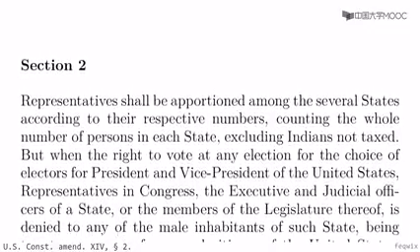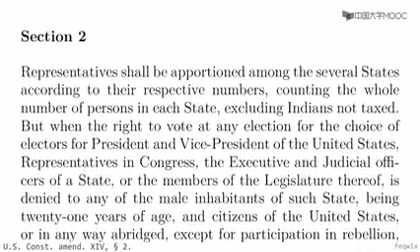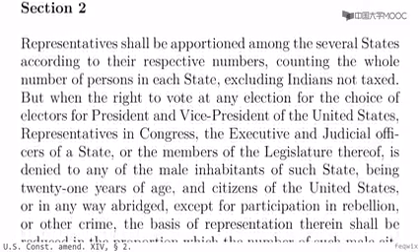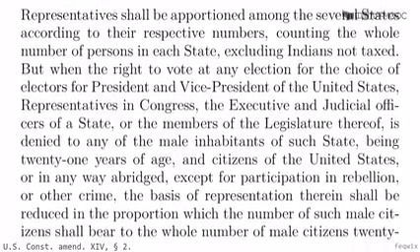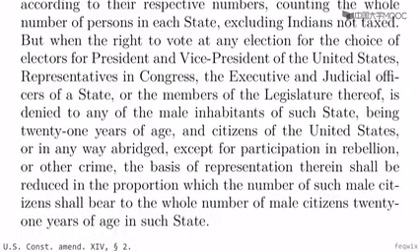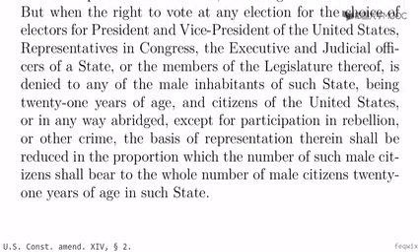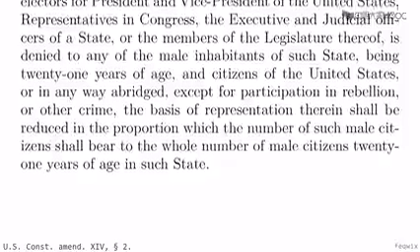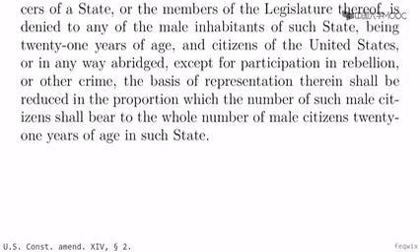Section 2. Representatives shall be apportioned among the several states according to their respective numbers, counting the whole number of persons in each state, excluding Indians not taxed. But when the right to vote at any election for the choice of electors for President and Vice President of the United States, representatives in Congress, the executive and judicial officers of a state, or the members of the legislature thereof, is denied to any of the male inhabitants of such state, being 21 years of age, and citizens of the United States, or in any way abridged except for participation in rebellion or other crime, the basis of representation therein shall be reduced in the proportion which the number of such male citizens shall bear to the whole number of male citizens 21 years of age in such state.